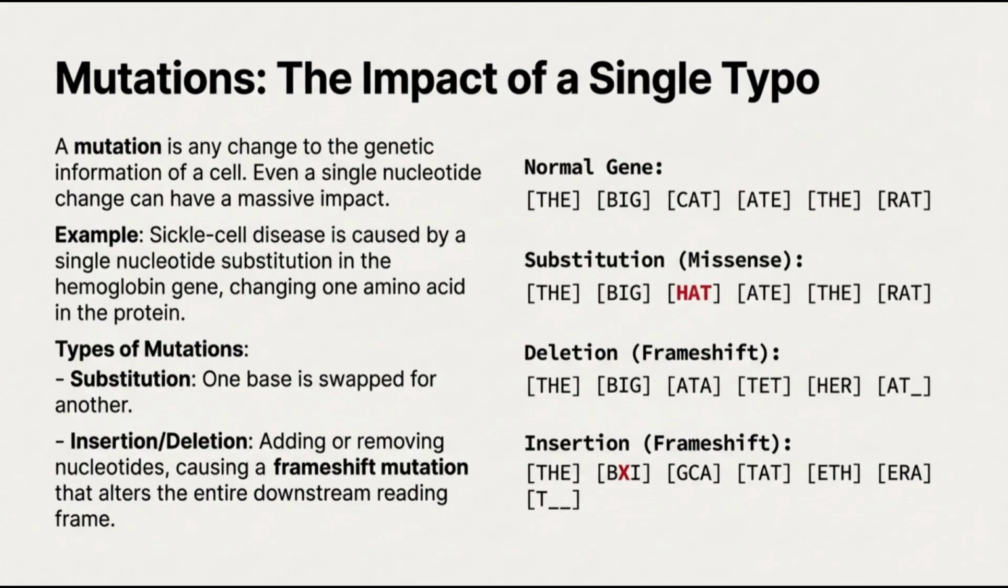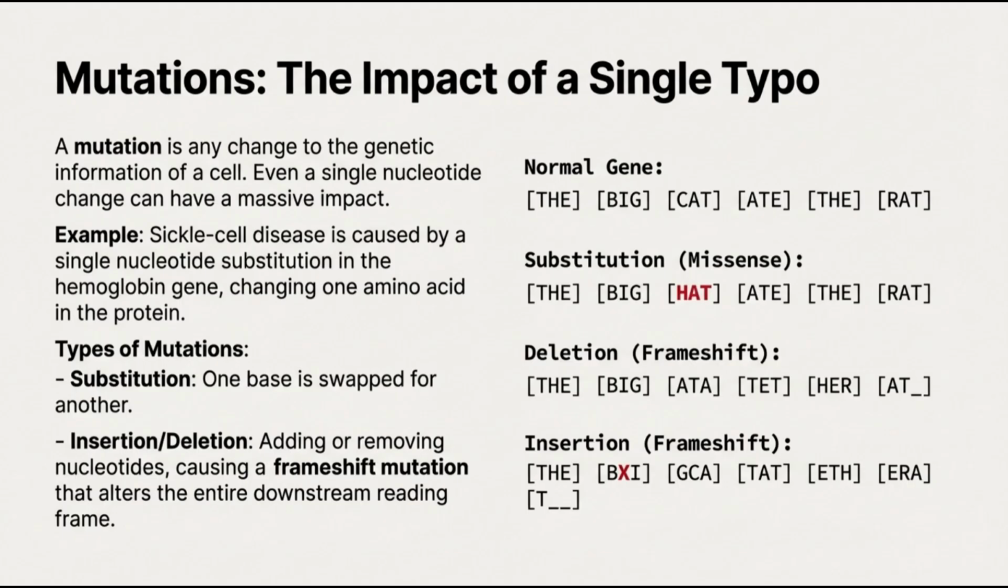And a classic example is sickle cell disease. It's caused by a change in a single nucleotide pair in the DNA for hemoglobin, just one letter. And that single DNA change results in a single amino acid change in the protein. But that's enough to completely alter the shape and function of red blood cells.